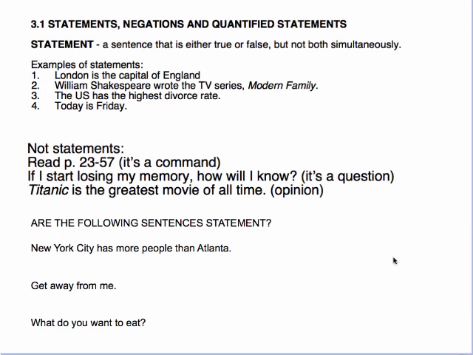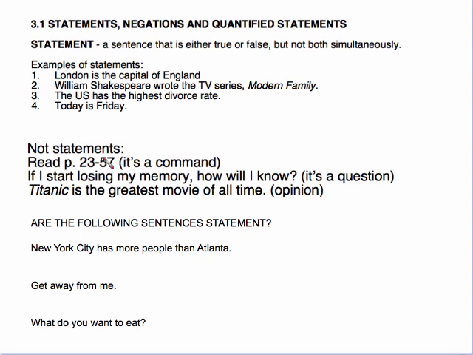This video is on section 3.1, statements, negations, and quantified statements. A statement is a sentence that is either true or false, but not both simultaneously. Examples of statements are: London is the capital of England, William Shakespeare wrote the TV series Modern Family, the U.S. has the highest divorce rate, today is Friday.